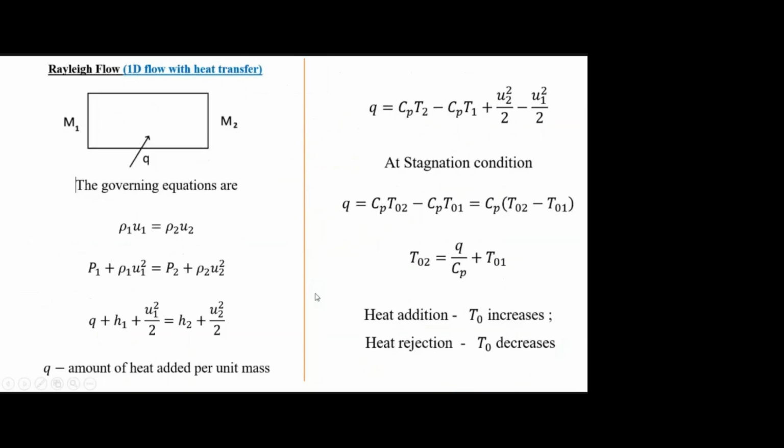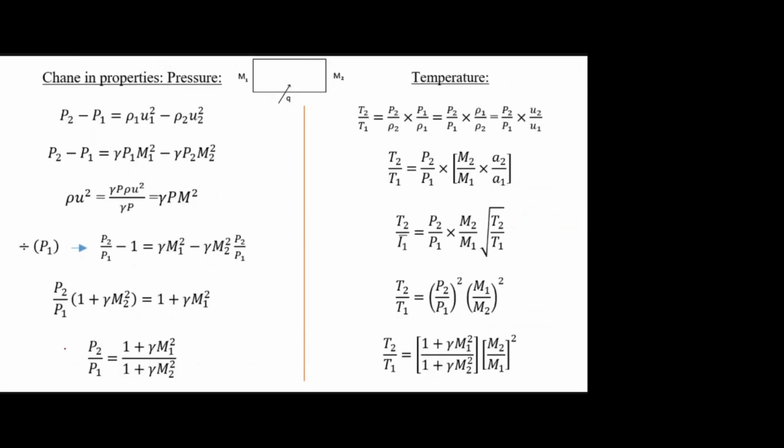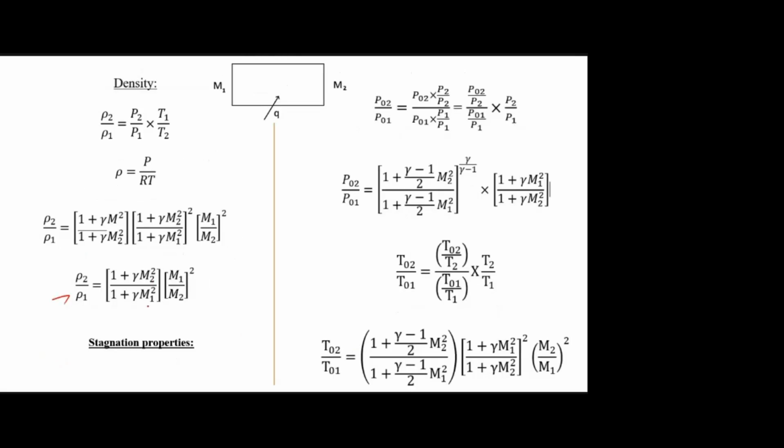So all the equations will be available in the gas table. This is very, very important. Q is equal to Cp (T02 minus T01), then P2 by P1, T2 by T1, everything in terms of only M1 and M2. Rho 2 by rho 1, P02 by P01, T02 by T01. So once you know M1 and M2, you can find all these static and stagnation properties.